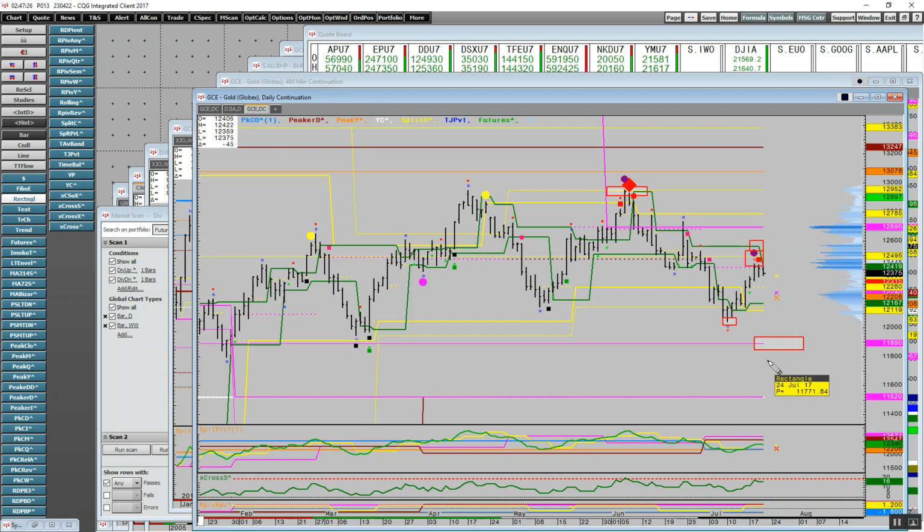So for me, the weight is still down on gold until we can get a daily close above the 1243 zone, and that's what I've been maintaining for the last few days. So hope that helps.